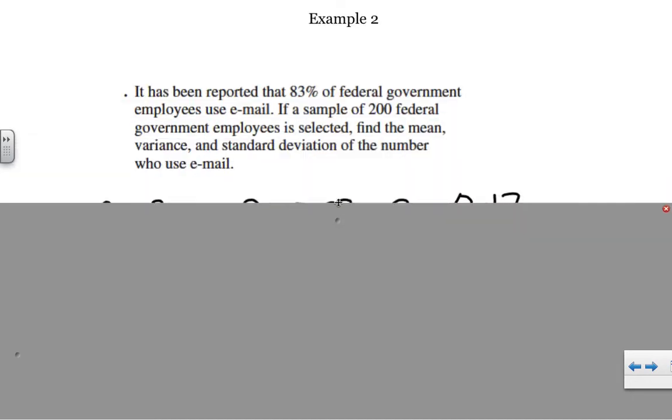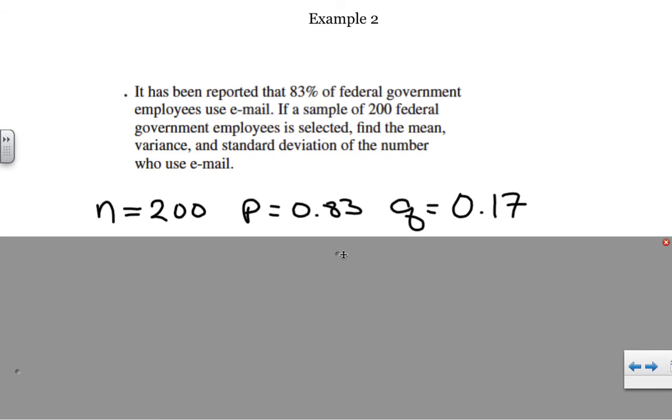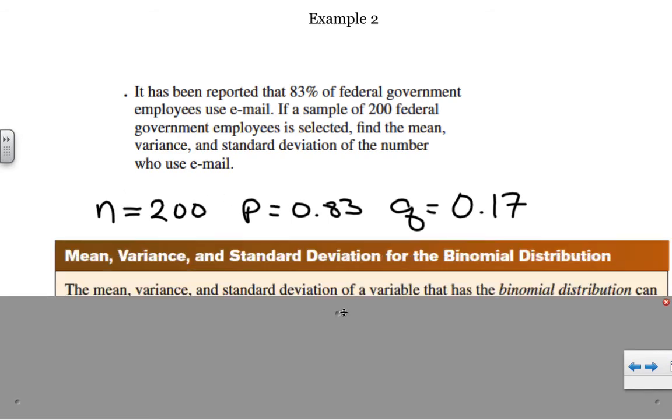So example 2. It has been reported that 83% of federal government employees use email. If a sample of 200 federal government employees are selected, find the mean, variance, and standard deviation of the number who use emails. Okay, so 200 is my n value, 83% is my p, or 0.83, they're the same thing. Okay, my q value is 1 minus 0.83, which is 0.17.